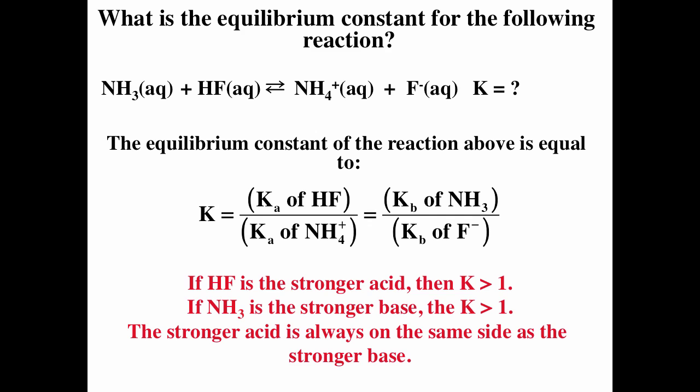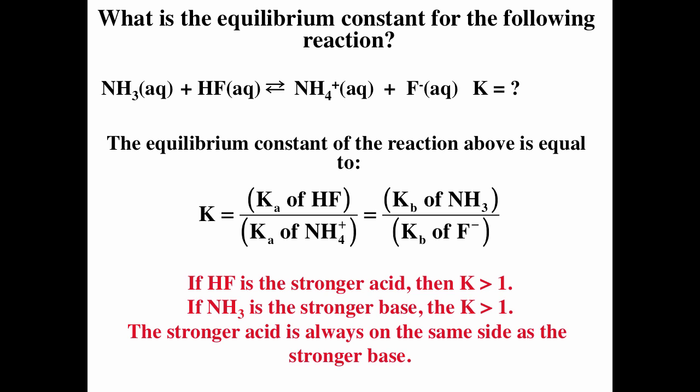What we found is that the equilibrium constant for that top reaction is equal to Ka of HF divided by Ka of ammonium ion. It's also equal to Kb of ammonia divided by Kb of F minus. Those two have to be equal to each other. Now this is actually a result of the conjugate relationships that you should learn from acid-base chemistry. Ka of the acid times Kb of its conjugate base is equal to Kw. But it's also kind of cool. What this tells us is that if HF is a stronger acid than ammonium ion, then its Ka is going to be bigger than that of ammonium ion.